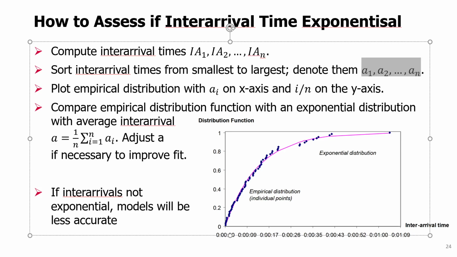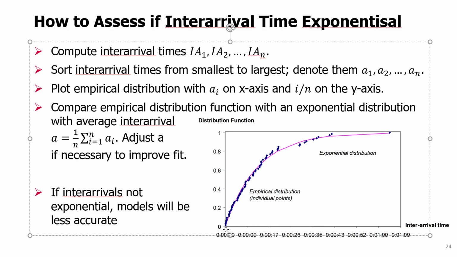And then what we will do is plot the empirical distribution with interarrival time on the x-axis, and on the vertical axis, we will have i over n, where i is the index of my interarrival time.